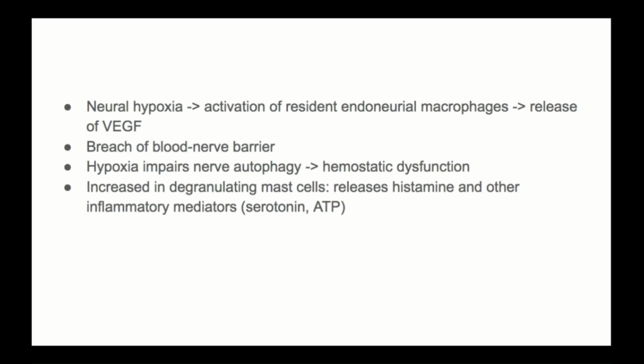Hypoxia itself can also impair the autophagy of the nerve, which subsequently leads to homeostatic dysfunction. When there are inflammatory changes as well, there's an increase in degranulating mast cells, which release inflammatory mediators such as histamine, serotonin, and ATP.